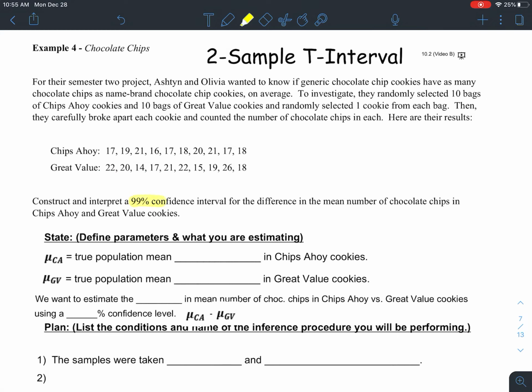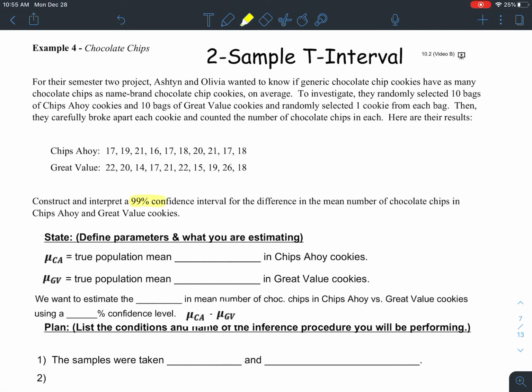Very important, we are estimating the difference in the mean number of chocolate chips in Chips Ahoy versus Great Value cookies. We are going to use a 99% confidence interval, and it is always a good idea to state the order that you're going to be doing your subtracting in. We're going to do the average number of chocolate chips in Chips Ahoy minus the average number in Great Value.